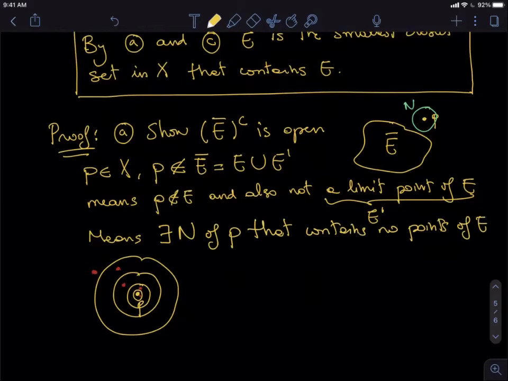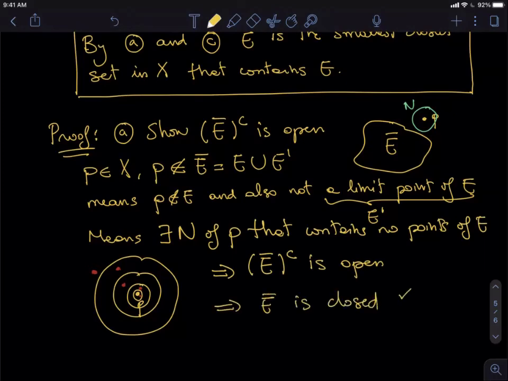And this is it. We have been able to show that there is a neighborhood N that does not intersect E, and that means that the complement of the closure is open. And because it's open, the closure is closed, as we wanted. So that is A.